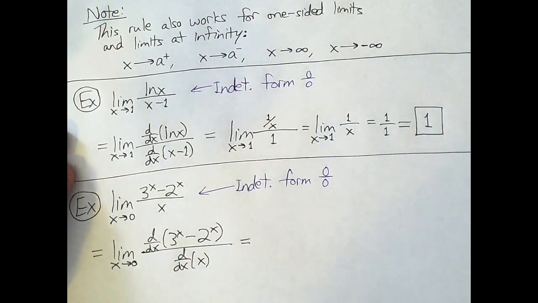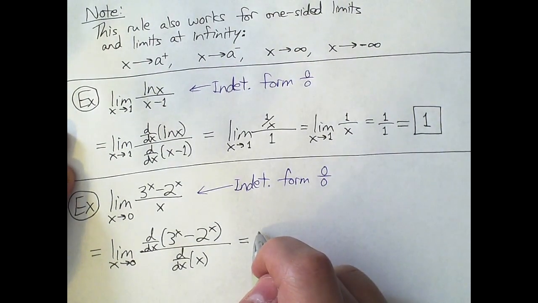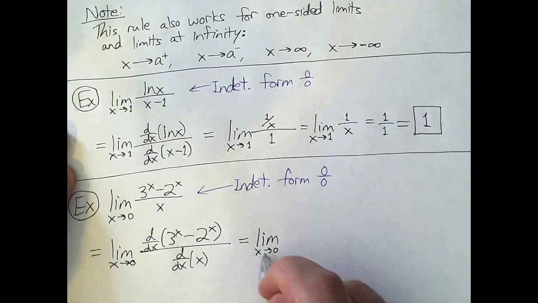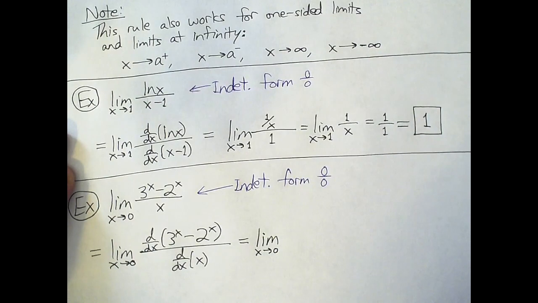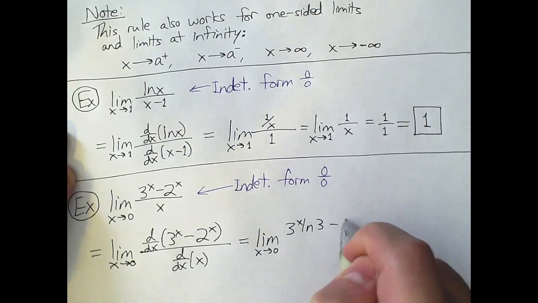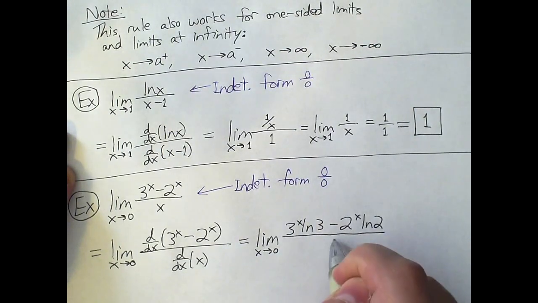These two limit problems are ones that I couldn't really give you at the beginning of the semester because we didn't have this trick yet. And we couldn't really talk about L'Hopital's rule back then because we didn't know about derivatives yet. So that's why this fits in perfectly here. The derivative of the top is 3 to the x ln 3, and then minus 2 to the x ln 2, and the derivative of the bottom is just 1.